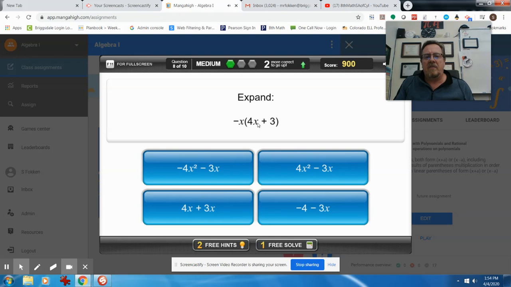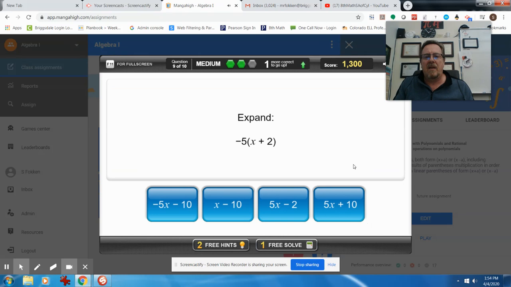Expand this one. What's a negative x times 4x? Well, that's negative 4x squared. What's a negative x times 3? Well, that's negative 3x. So we're going to get negative 4x squared minus 3x. Yay. Let's expand this one. Negative 5 times x, negative 5x. Negative 5 times 2, negative 10. So this should be negative 5x minus 10.